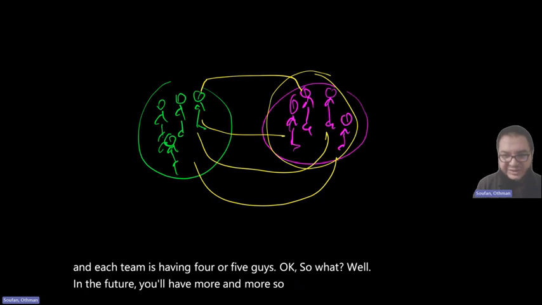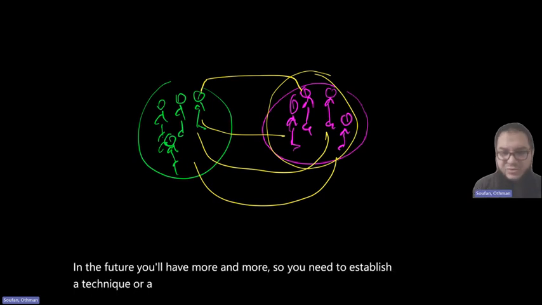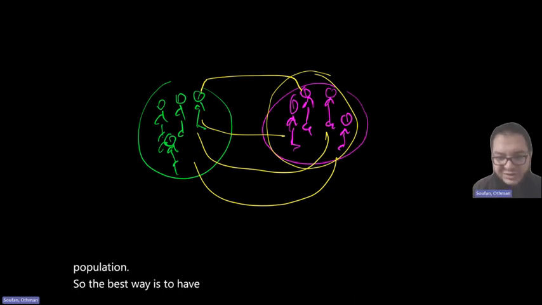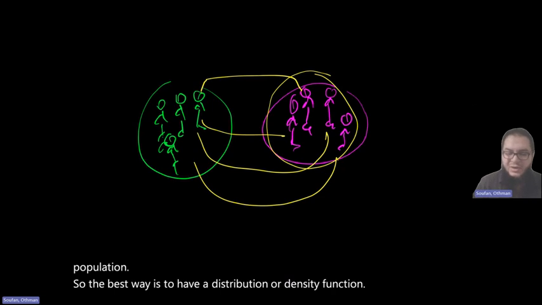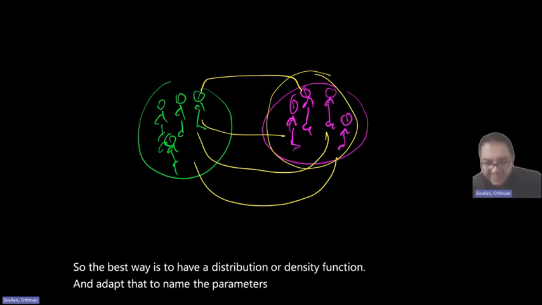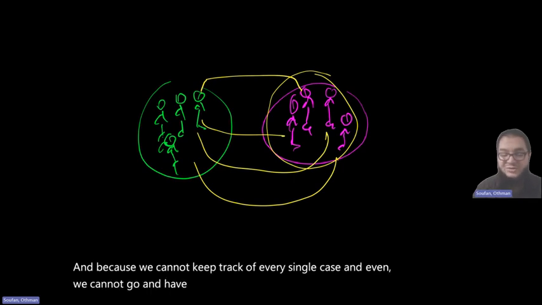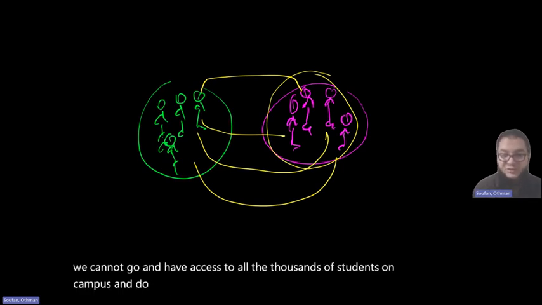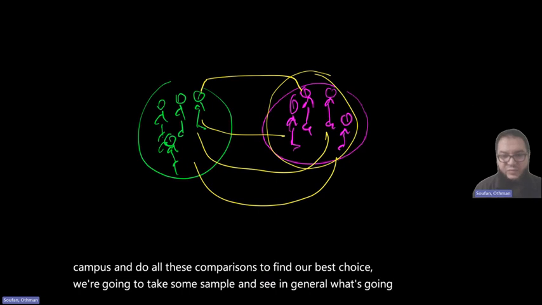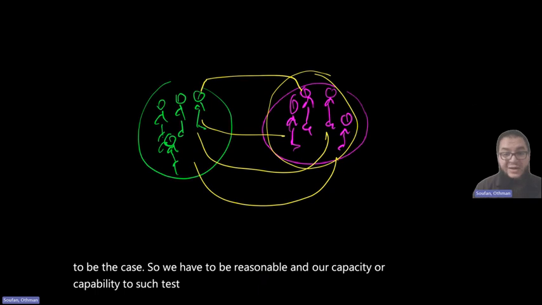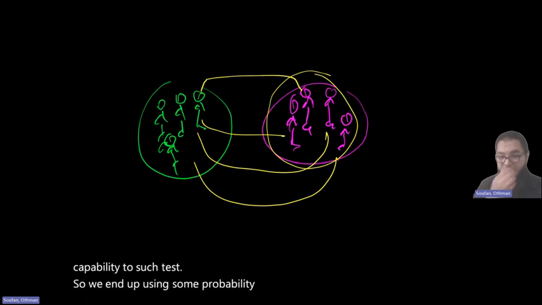So you need to establish a technique or a method that is able to adapt to the idea of population. The best way is to have a distribution or density function and learn the parameters based on some sample, because we cannot keep track of every single case. We cannot go and have access to all the thousands of students on campus and do all these comparisons to find our best choice. We're going to take some sample and see in general what's going to be the case. So we have to be reasonable in our capability to do such a test. So we end up using some probability density function.